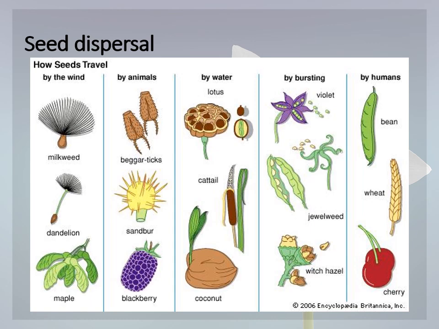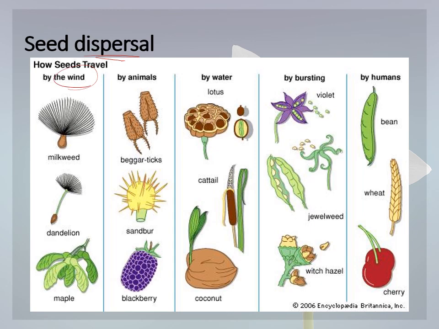Once those seeds are developed, the plants are going to try to spread them out or disperse them. The goal is for the baby plants to not have to compete with the parent plants for light and water and nutrients. So spreading the seeds out allows for the prevention of that competition.